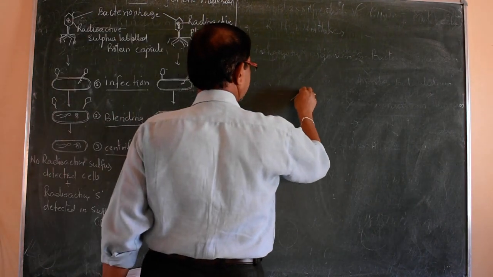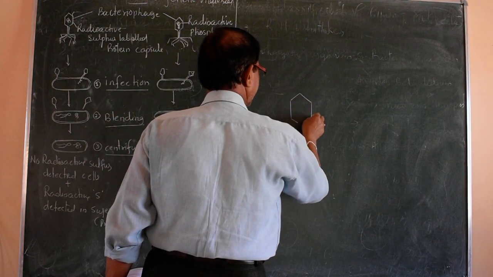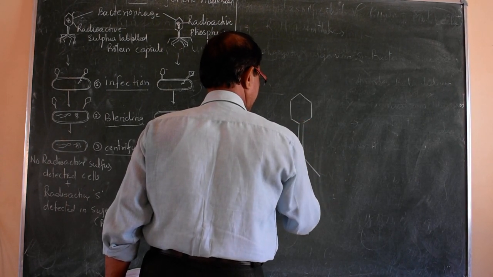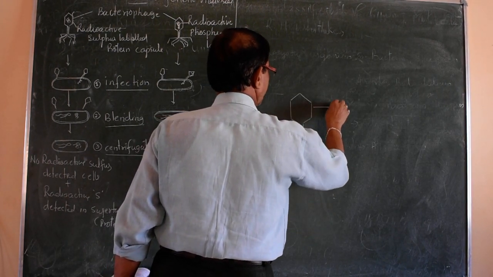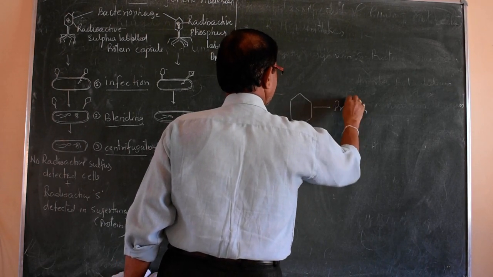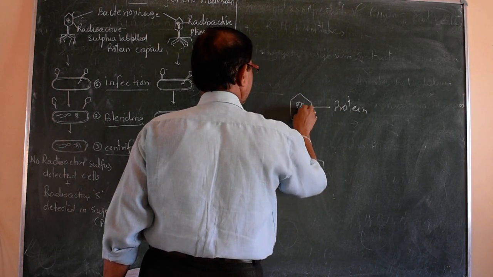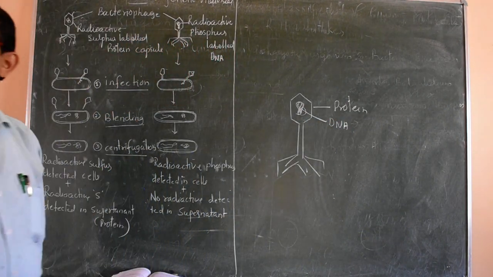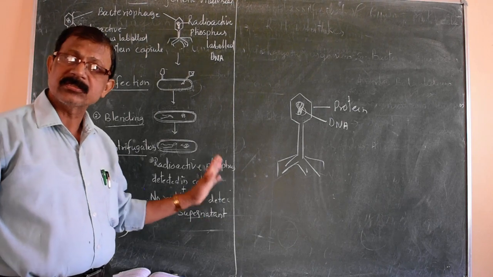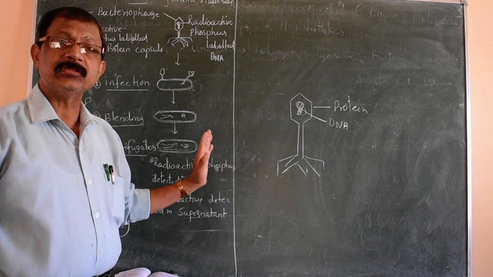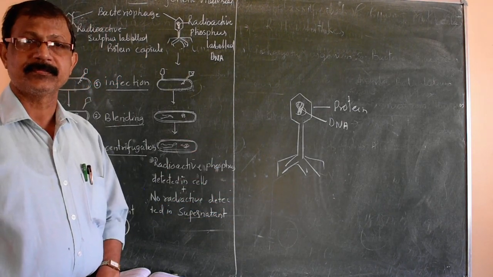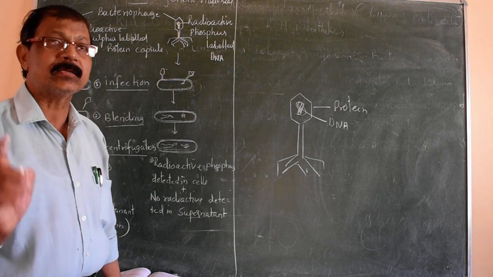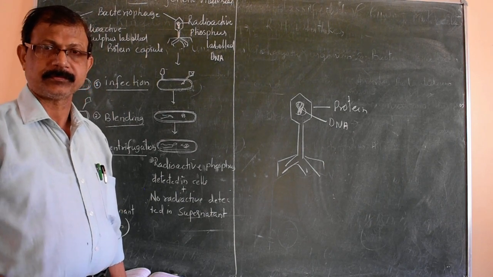See, this is a bacteriophage diagram, almost like a satellite shaped structure. This protein external coat is called a capsomere, and inside there is DNA. That is why the bacteriophage is a DNA virus. This bacteriophage is grown in two different media: one in radioactive phosphorus and another in radioactive sulfur.